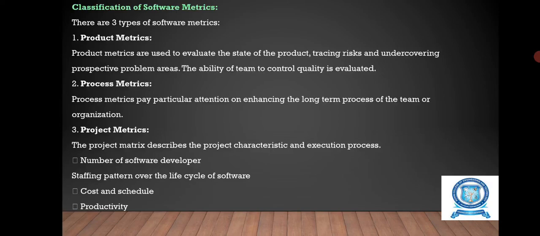Classification of software metrics. There are 3 types of software metrics: product metrics, process metrics, and project metrics. Product metrics are used to evaluate the state of the product, tracing the risks and uncovering the prospective problem areas. The ability of the team to control quality is evaluated. Process metrics pay particular attention to enhancing the long-term process of the team or organization.